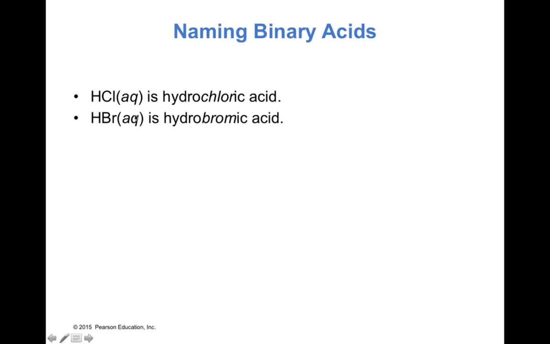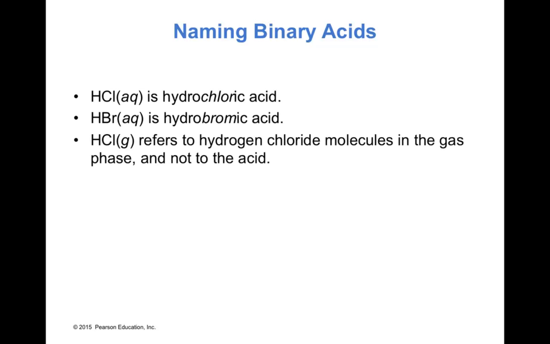For HBr, this is bromine. So it's going to be hydro, we're starting with an H again, hydrobromic, we use the IC ending, and acid as the last word for this binary acid. HCl here as a gas refers to the hydrogen chloride molecule in the gas phase and not to the acid. So this one is not hydrochloric acid.